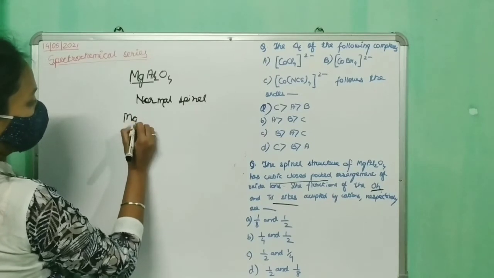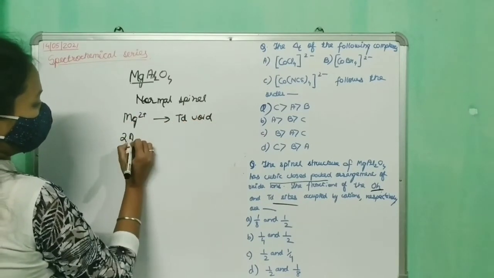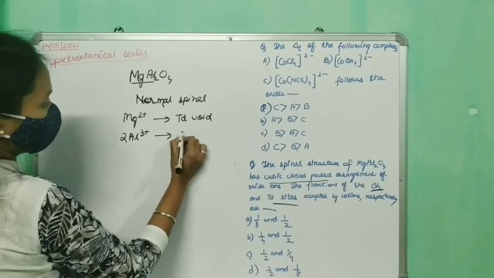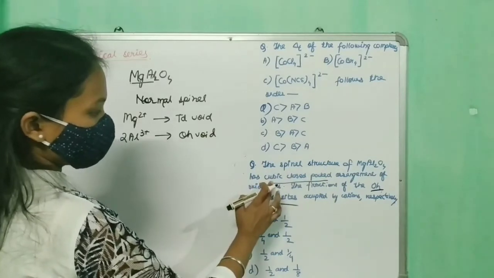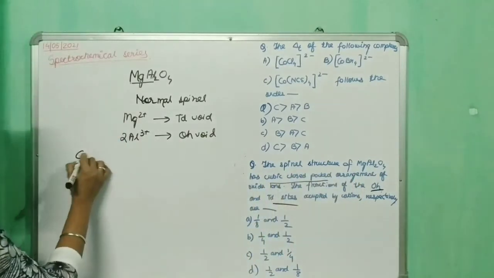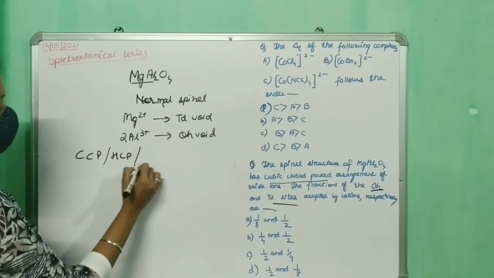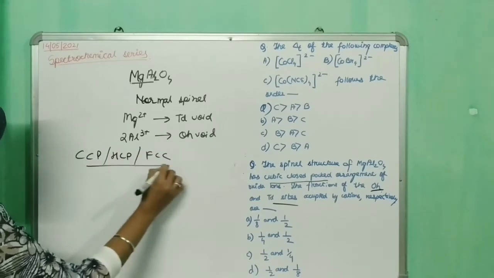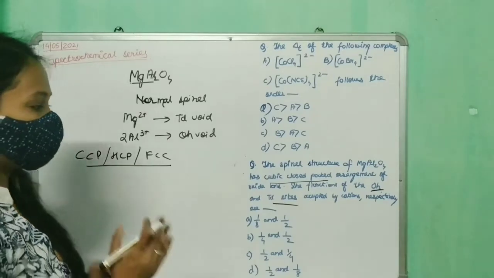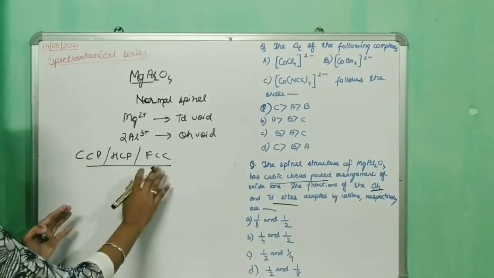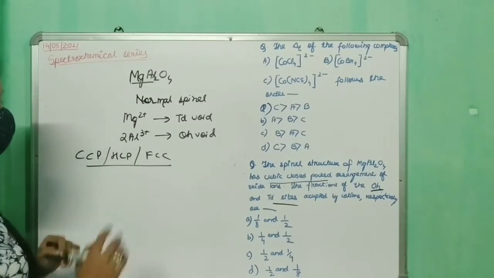The divalent cation will occupy the tetrahedral void, and the trivalent cation will occupy the octahedral void. Here they have clearly mentioned a CCP arrangement: CCP, cubic close packed, or HCP, hexagonal close packed, or FCC. In all these three cases the efficiency is the same, so the number of tetrahedral or octahedral voids will be the same in all three cases.